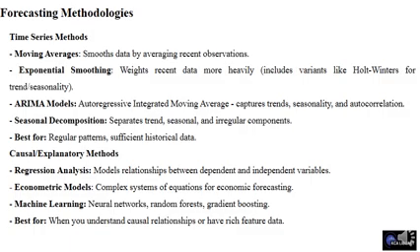Causal and explanatory methods: regression analysis, econometric models and machine learning. Regression analysis models the relationship between dependent and independent variables, while econometric methods model complex systems of equations for economic forecasting. Machine learning includes neural networks, random forest and gradient boosting. All these are best when you understand causal relationships or have abundant data.